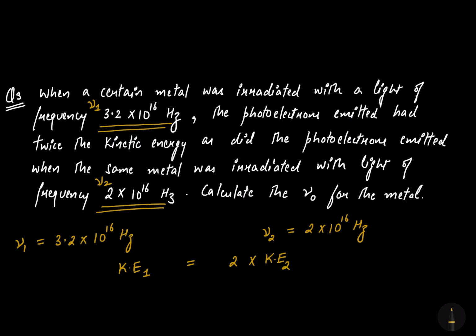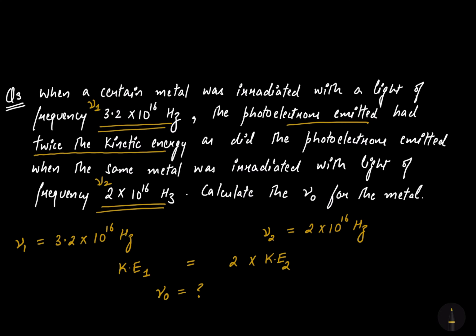In the first case, the photoelectron emitted had twice the kinetic energy of the photoelectrons emitted when the same metal was irradiated with frequency number 2. So kinetic energy 1 will be equal to 2 into kinetic energy 2. And here we have to evaluate the threshold frequency.